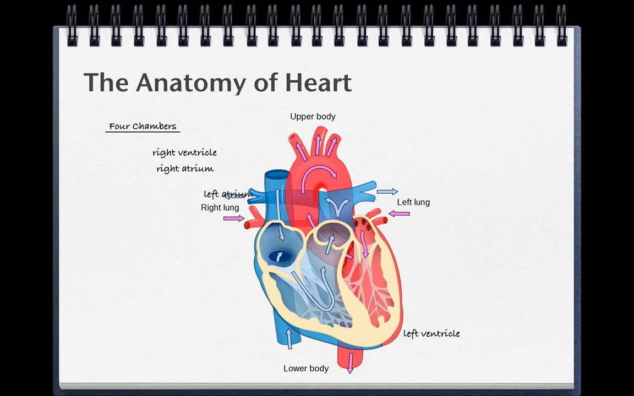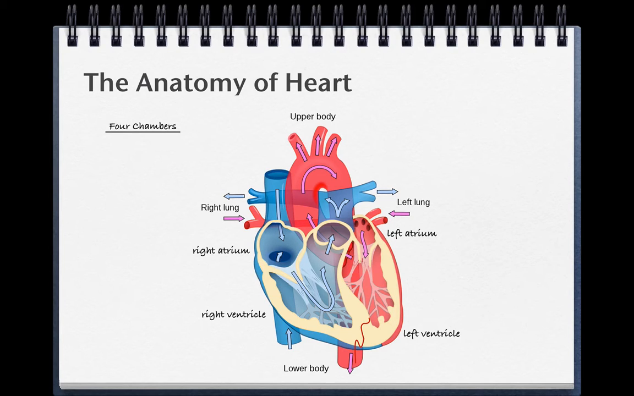Here's the left ventricle, left atrium, right ventricle, and the right atrium. Atriums and ventricles are basically a pathway for the blood to be pumped out, either deoxygenated or oxygenated blood. In this case, the blue color represents the deoxygenated blood, while the red color represents the oxygenated blood.